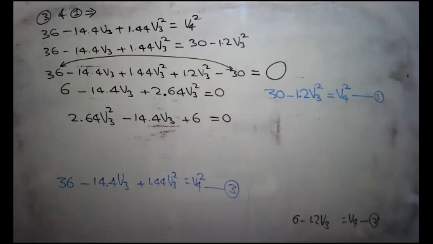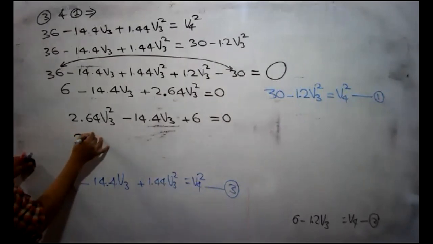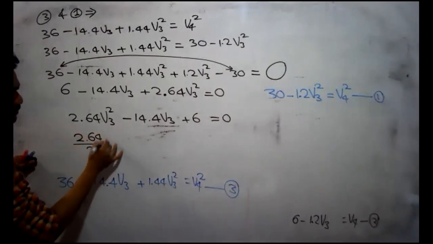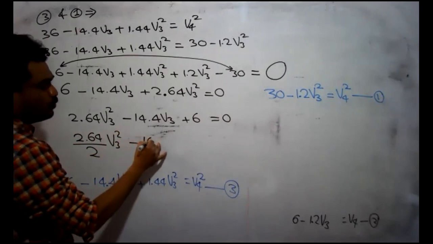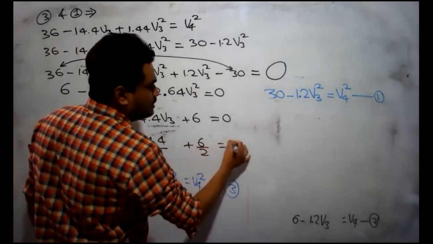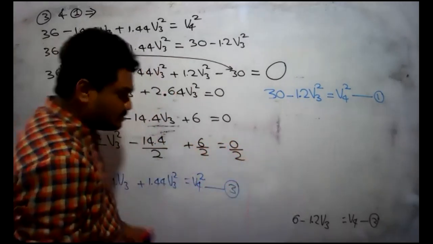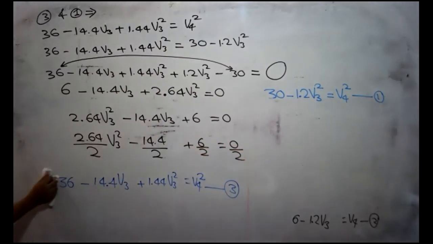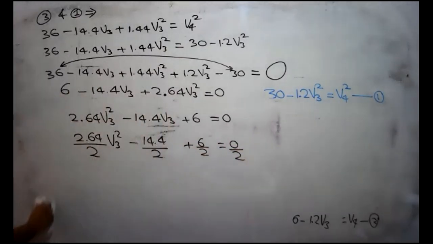Finding factors. Yes, dear. Factors. Yeah, we have to factorize, right? Yes, sir. The simplest thing is all the numbers: 2.64 can be divided by 2, 14.4 can be divided by 2, 6 can be divided by 2, 0 can be divided by 2. So what are the remaining terms then? If we divide, what will be the terms in the next step?